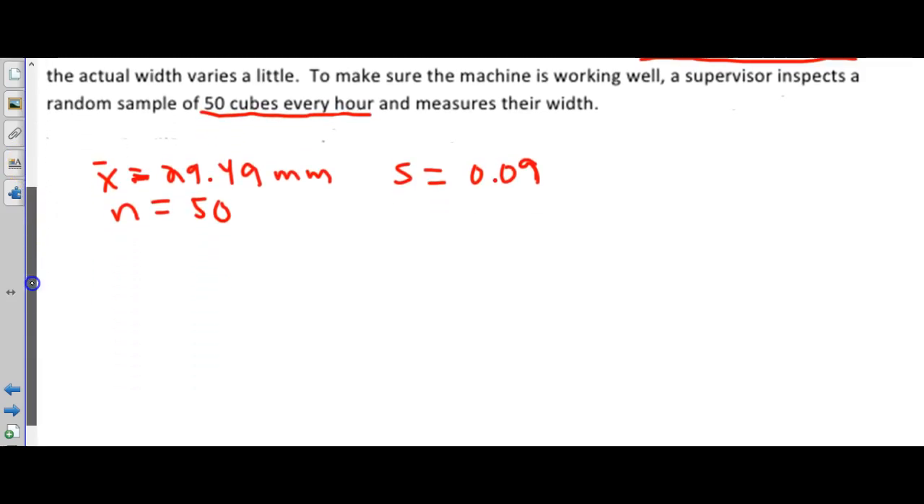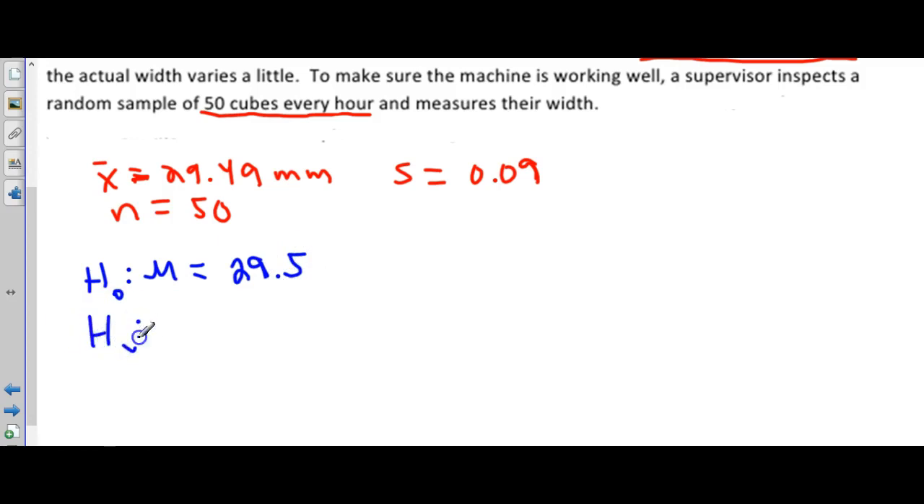So let's begin by setting up our null and alternative hypotheses. Our null hypothesis is going to be about a population mean. So this is going to be mu equals 29.5. And the alternative is that mu does not equal 29.5.